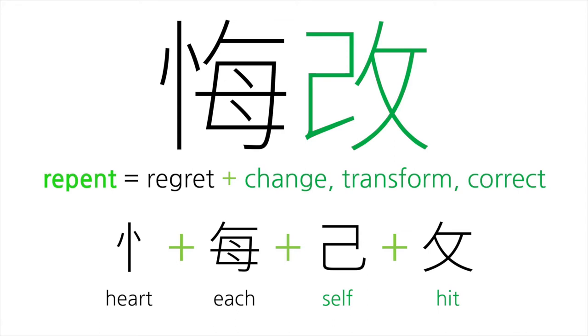The word on the left in the black font at the top of your screen is an ideograph. And the word on the right in the green font is also an ideograph. It's partially a pictograph, but I would say it's more of an ideograph. So let's get into our lesson.